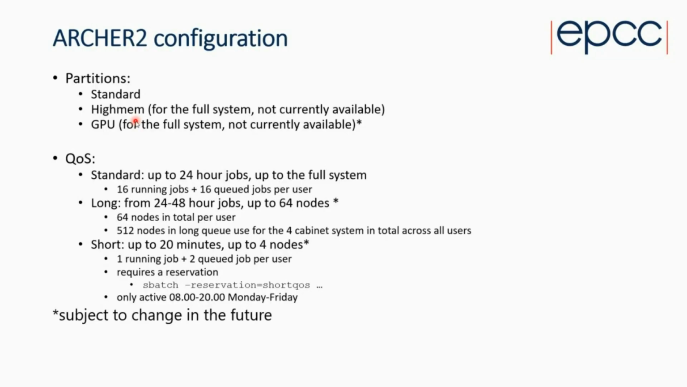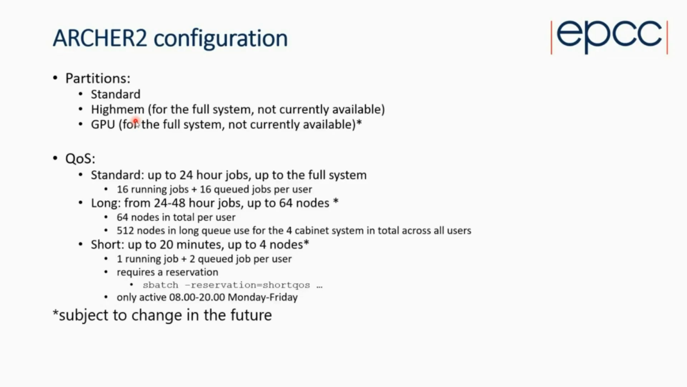And you can ask for a maximum of 64 nodes per user in that quality of service setup. That means you can have 1 job which is 64 nodes, or you could have 8 jobs with each 8 nodes, or 64 jobs which were each 1 node. But that's the maximum you can ever have in the long QoS. Now, 64 nodes doesn't sound particularly big, compared to what you could run on an Archer system. But just remember that 64 nodes is actually 8,192 cores. But it should still let you run reasonably long jobs.